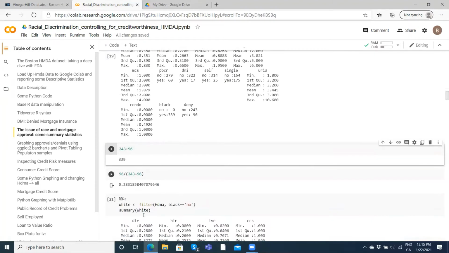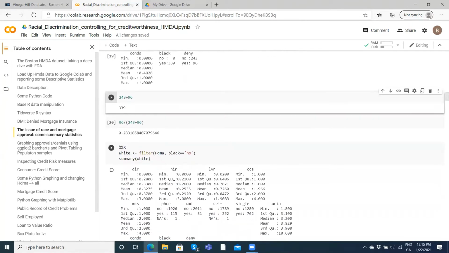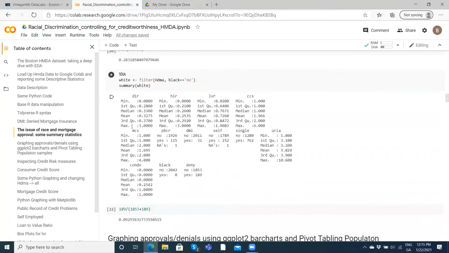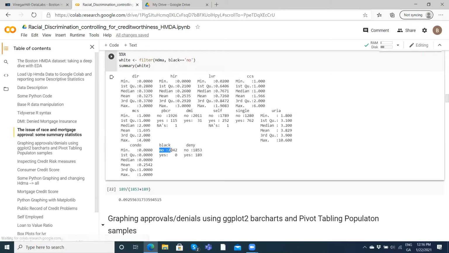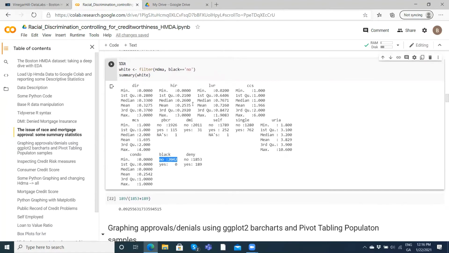And then when we filter out the other population, non-minority applicants in the sample, and run the same analysis, we find that the proportion rejected among everybody else except Black is only 9.25%. So is this evidence then for racial discrimination?